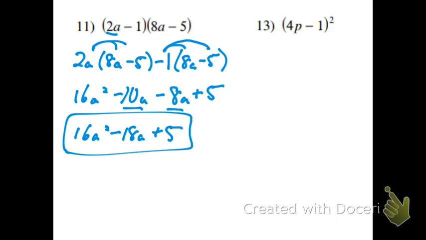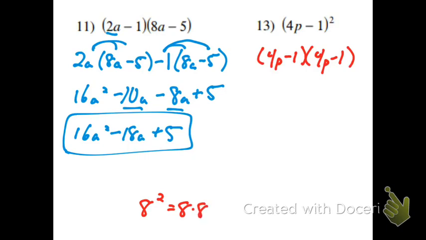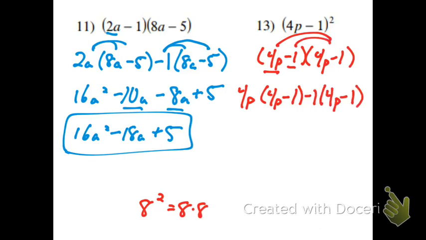Now, be very careful on number 13, ladies and gentlemen, because this is the same thing as having 4p minus 1 times 4p minus 1. Just like if I had 8 squared, that's the same thing as 8 times 8. So here's what we got. Take this first term and we're going to distribute to that. So 4p times 4p minus 1. And then we have the second term, which is minus 1 times 4p minus 1.